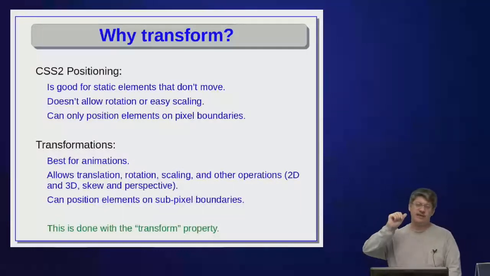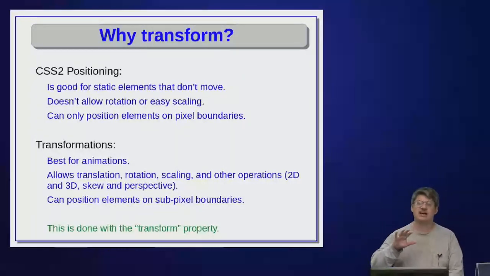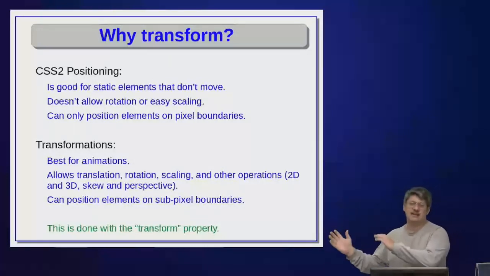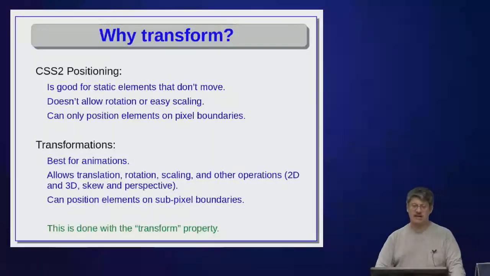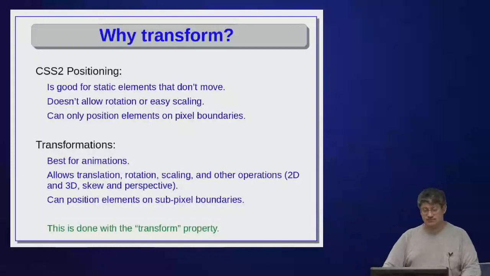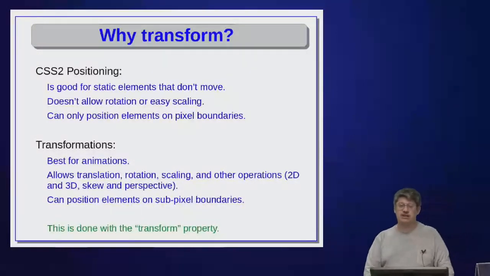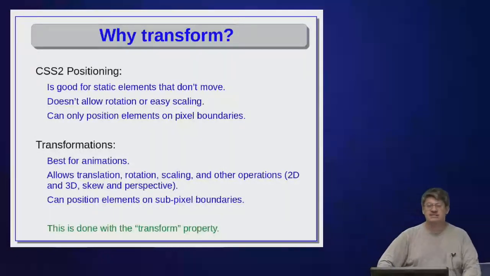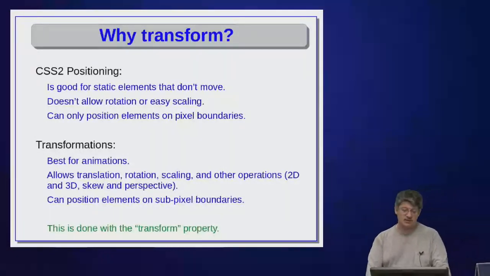If we are trying to move something at an angle, we're going to do some calculations, maybe some sines and cosines, to try to figure out where to draw things. And they're not going to be smooth because they're going to kind of jerk pixel to pixel to pixel. And as we zoom in, it's going to get blockier and blockier. It's not going to be nice. But with CSS3 transformations, we can actually position elements on sub-pixel boundaries, which will give us nice smooth animations. So CSS3 transformations are best for animation.